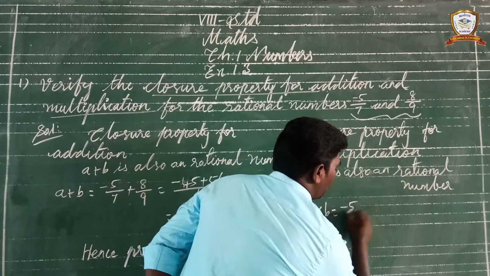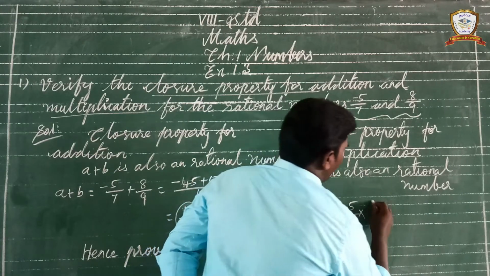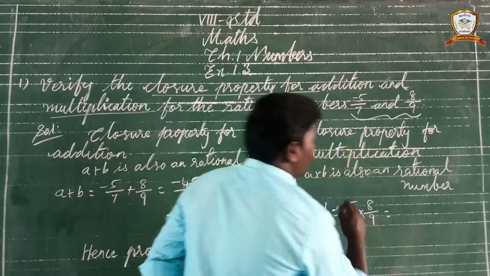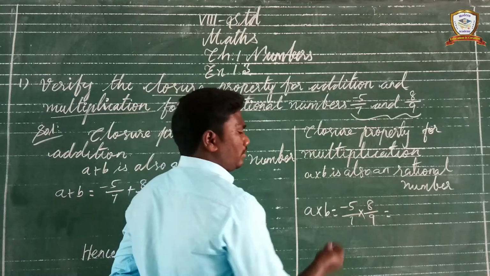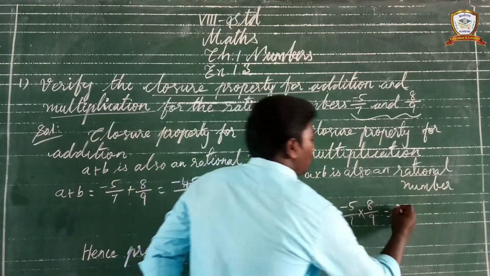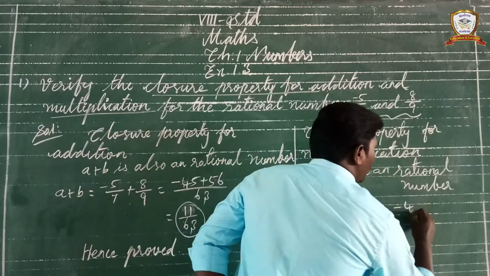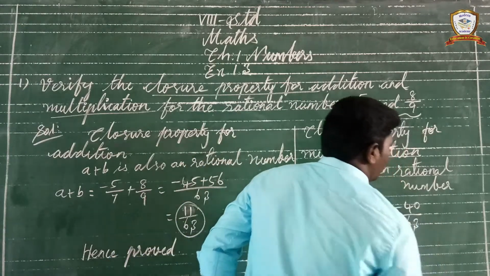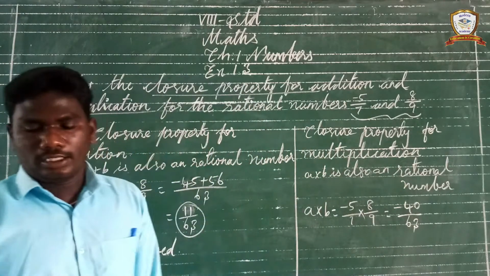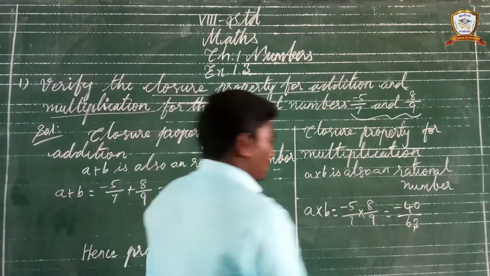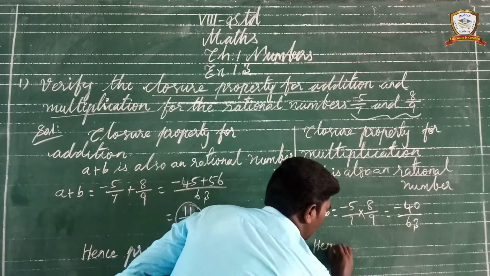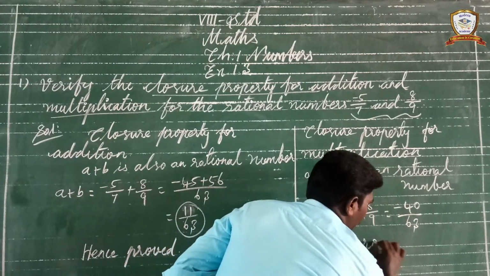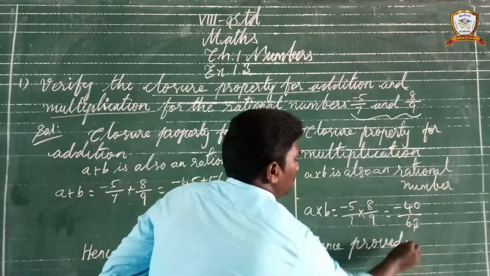Rational number minus 5 by 7 into B, 8 by 9. So numerator multiplies and denominator multiplies. So numerator minus into plus is minus, 5 eights are 40, divided by 7 nines are 63. So is this a rational number or not? Yes, this one is also a rational number. Therefore, the right side hence true. Are you clear? Any doubt in this sum?